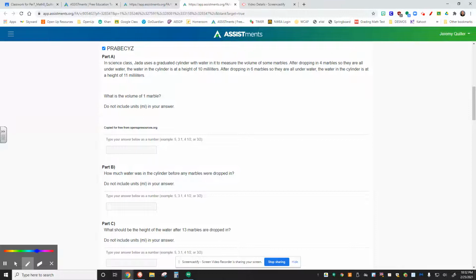Again, we have a couple pieces of information. 4 marbles give us a total of 10 milliliters. And 6 marbles give us a total of 11 milliliters. So the question is, what is the volume of 1 marble? Give your answer, but don't include milliliters. Just give me a number right in the box.